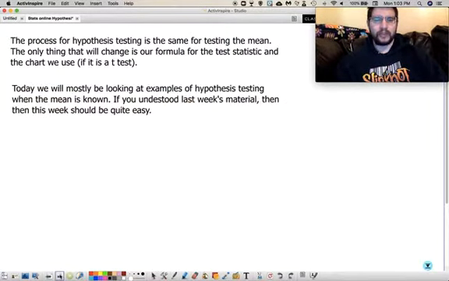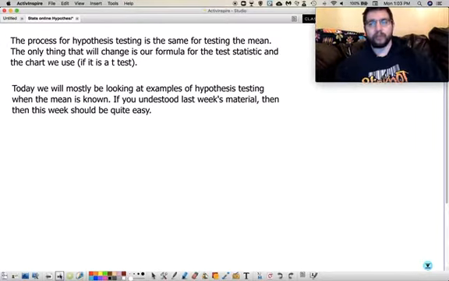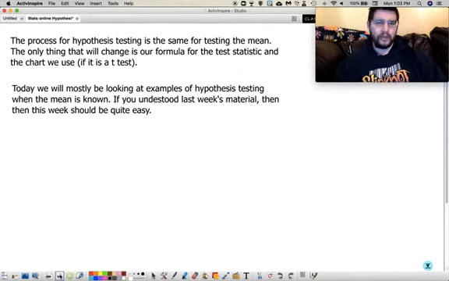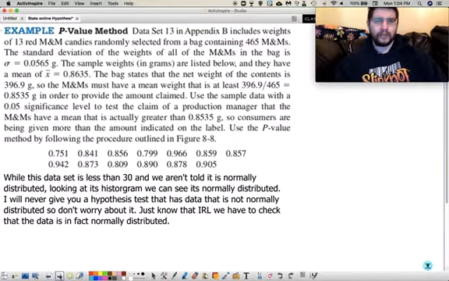So we're just going to work a few examples today, and we should be good to go with that. So if you did well last week, this should be a breeze. If you didn't do so well last week, you're going to have to relearn all that stuff again. But yeah, the only thing that's changing from last week is the test statistic, how we calculate it, and on Wednesday, we're going to be looking at t-tests, so we'll use the t-table instead of the z-table on that one. But other than that, everything's the same. So let's jump right into an example.